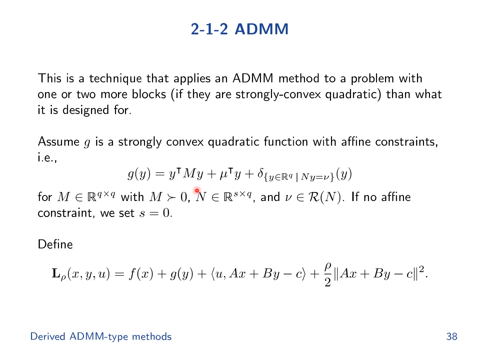That is, g can be written in this form where M is symmetric, strictly positive definite, so this part is strongly convex quadratic, and it's possible to include linear constraints. And if so, nu has to be in the range space of N such that this constraint is feasible. We can ignore that, we can exclude the constraint if it doesn't exist. Define the standard augmented Lagrangian of this problem with f and g, A and B.